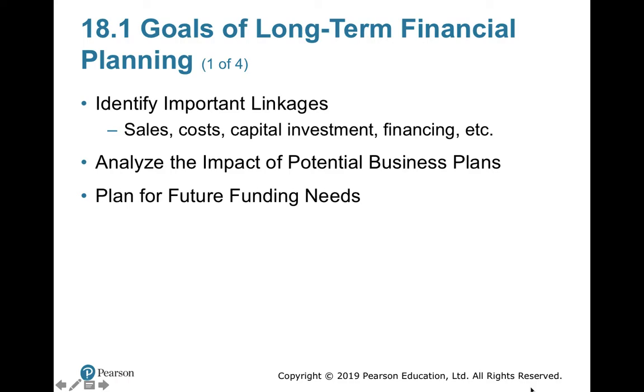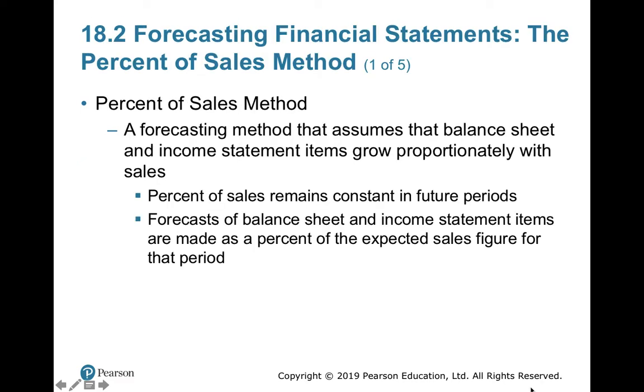Let us start. For doing the financial forecasting, we will identify the important linkages like sales and the costs, capital investments, financing, that is the external financing requirement. We analyze the impact of potential business plans. What are the plans for the future? And we will analyze the plan for future funding needs, where from the extra money will come. There are many other methods, but the most important one the industry practices is the percentage of sales method. Here, a forecasting method that assumes that balance sheet and income statement items grow proportionately with the sales.